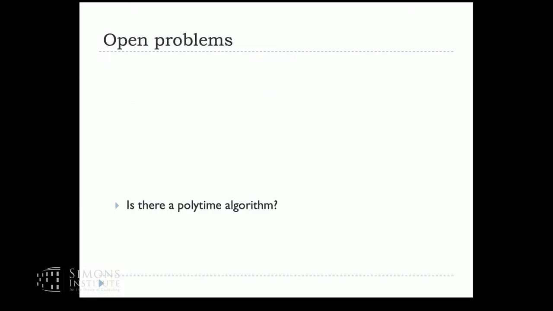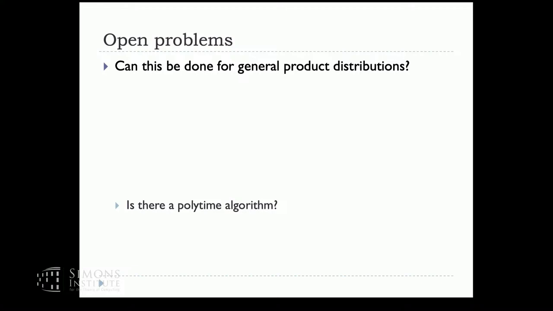Open problems? No, animation error. Okay. Can this be done for general product distributions? General product distributions, which we know how to do, ICA without noise, we don't know with noise. Or is there some lurking hardness? Maybe there's some distribution, I don't know. So one natural thing would be a product of log-concave distributions, for example.